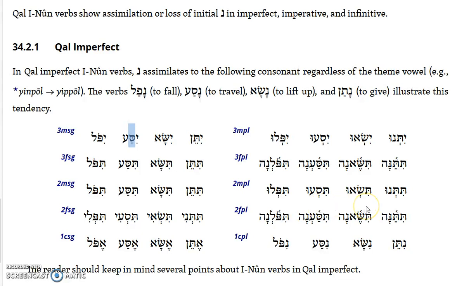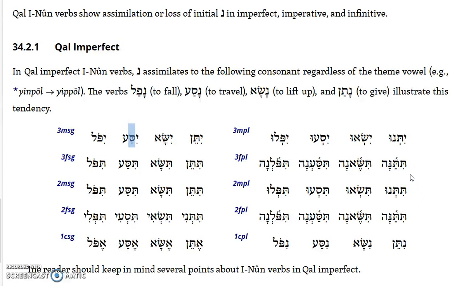Both nasa and nasa, both forms lose their doubling, and the like. There's yet a further complication with natan, at least a couple of forms with natan, where you have a nun as the final consonant of the root. Not only will the nun assimilate into the second consonant of the root, the second nun will assimilate to the na ending for the third feminine plural imperfects and the second feminine plural imperfects, which happen to be the same form.